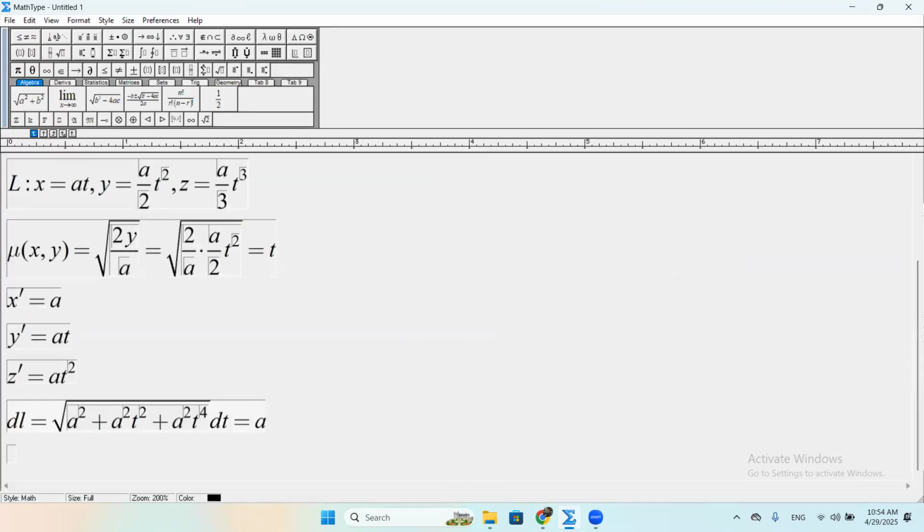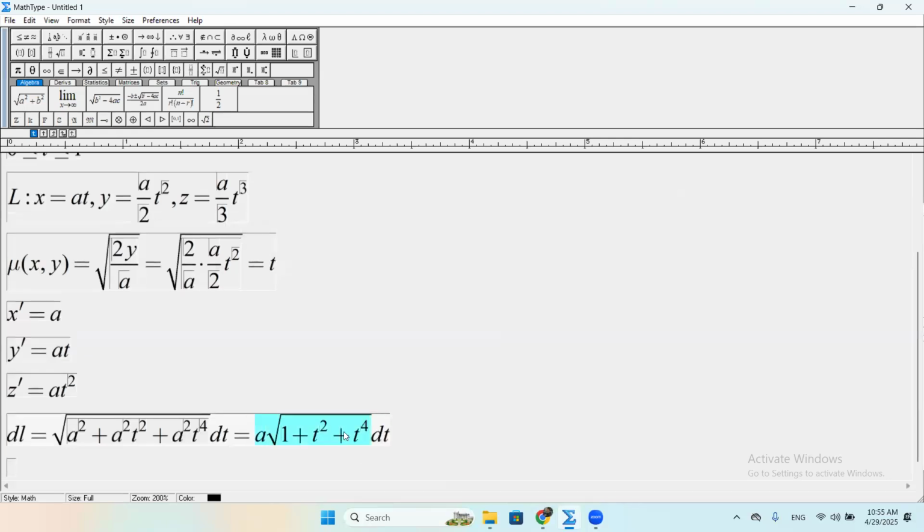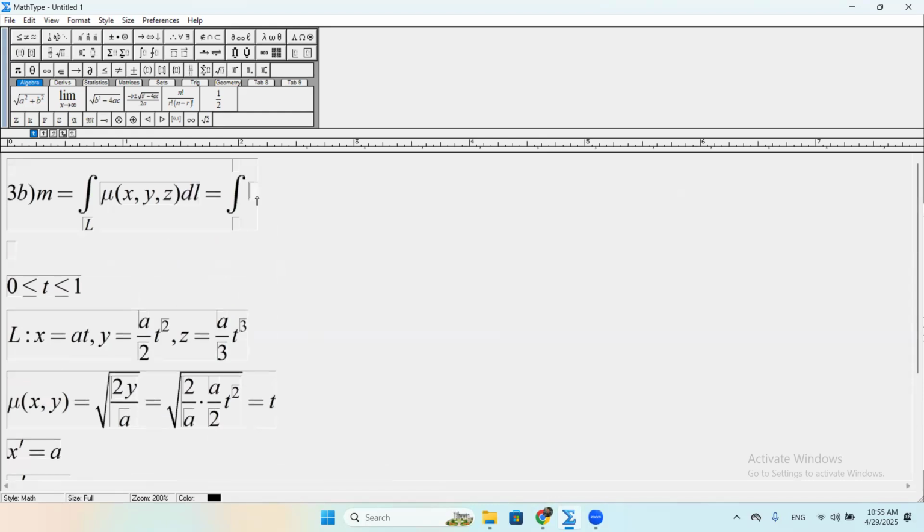So let's move a out of brackets first of all. So what do we have? a times the square root of 1 plus t square plus t in power of 4, dt. And that's a good question, how to simplify it now. Such irrationality.